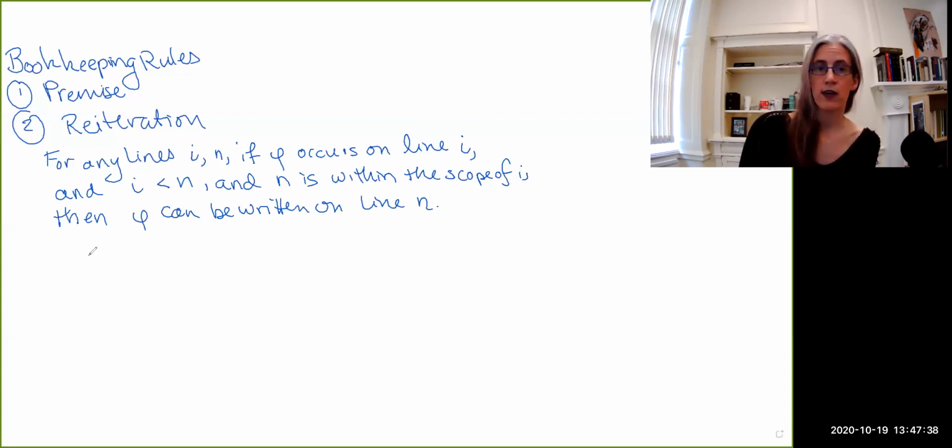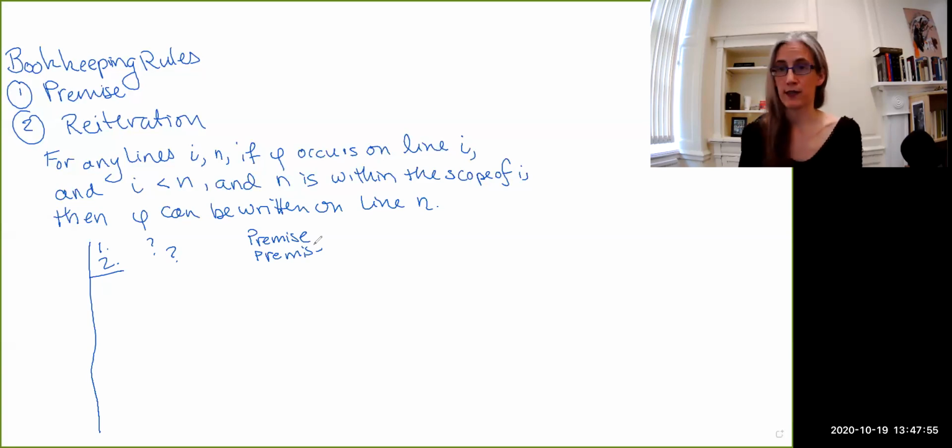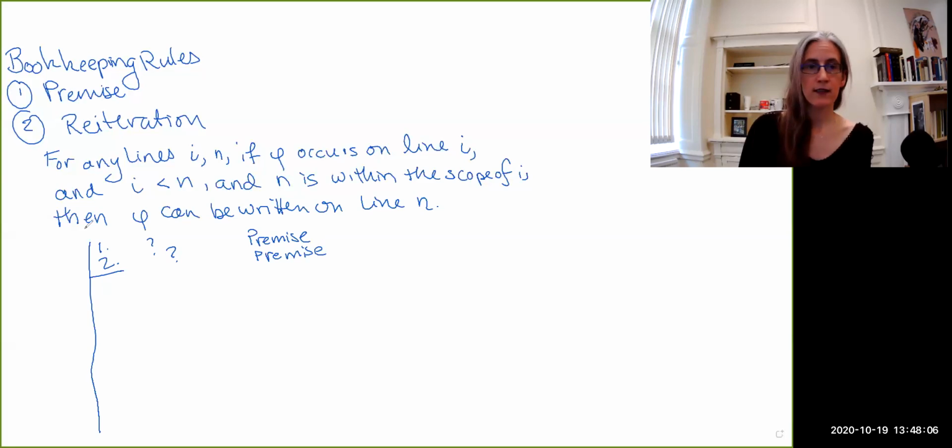So let me draw this out so that you can see what it would look like. Say we've got some proof. It's got line 1, line 2. Who knows what formulas have been written here? However, we do know that they're going to be annotated with the premise rule because, as I said, every single proof starts off with putting down your two premises in lines 1 and 2, annotated with the premise rule. But then, who knows how many other lines we have?